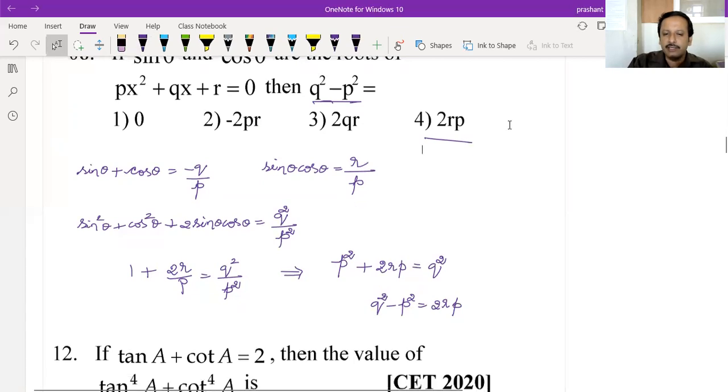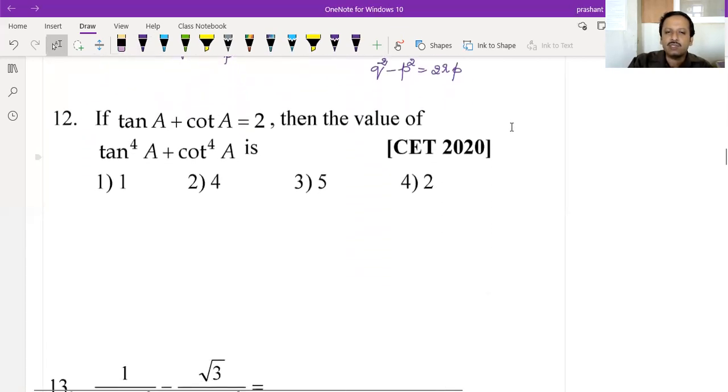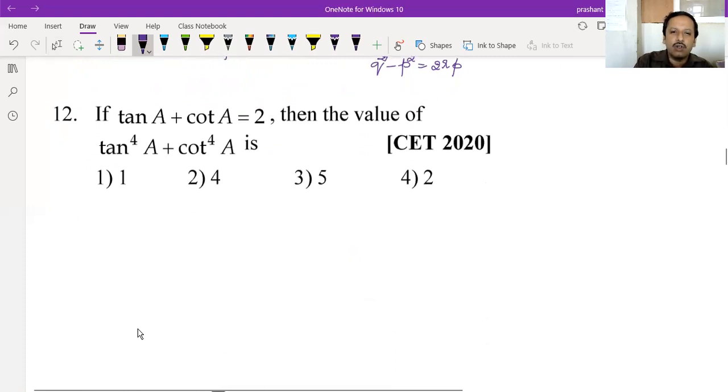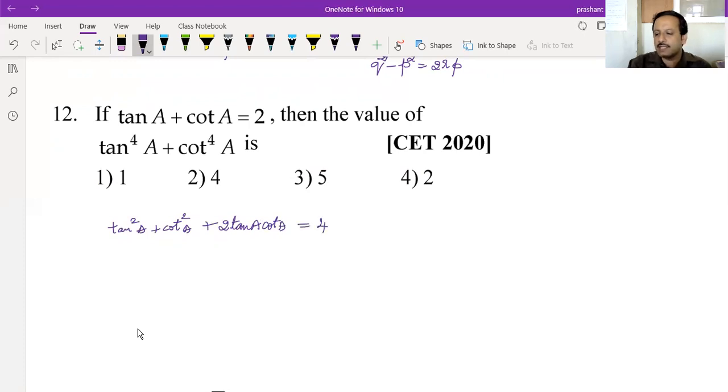Then next question. If tan a plus cot a is 2, then the value of tan power 4a plus cot power 4a is? Tan a plus cot a is 2. I'll square that equation. I'm going to get tan square a plus cot square a plus 2 tan a cot a, like a square plus b square plus 2ab. It is equal to 4, because on the RHS we have 2, and its square is 4.